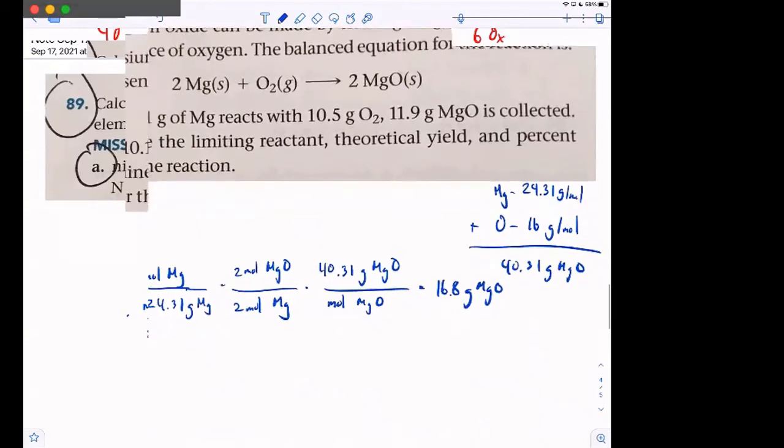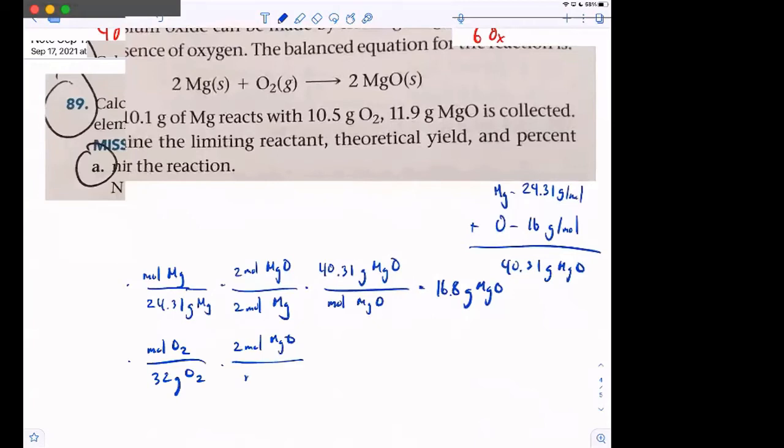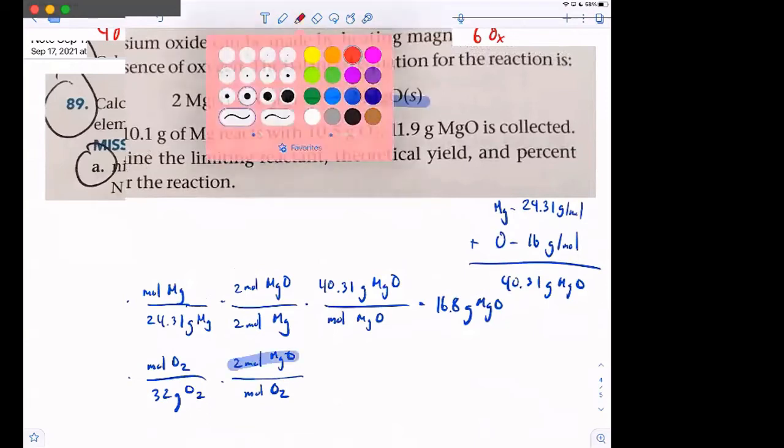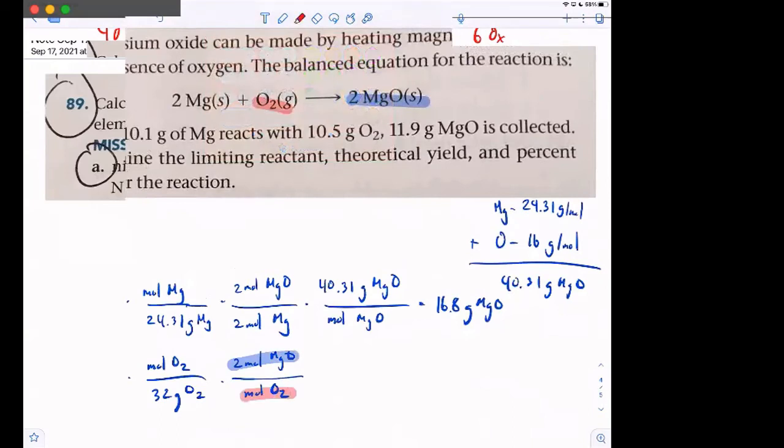And then let me do it for oxygen. 10.5 grams oxygen. So 1 mole O2 to 32 grams O2. And then we have 2 moles magnesium oxide per mole O2. Notice again that this ratio, actually there's different colors, so the 2 here and the 1 there, right? So make sure you keep that proper ratio.